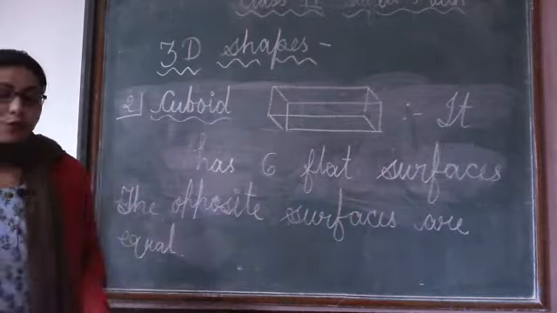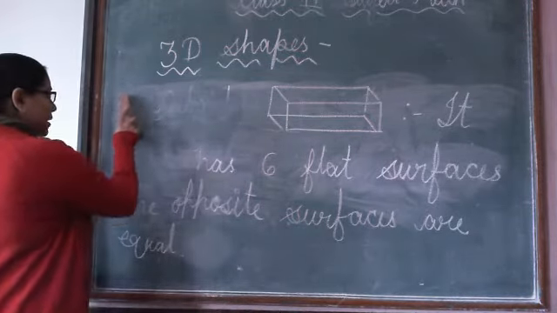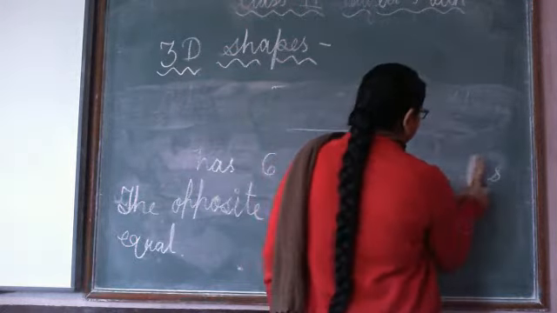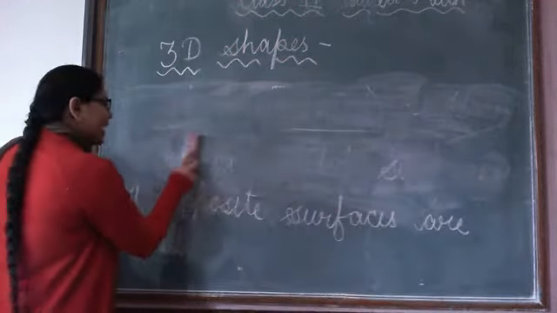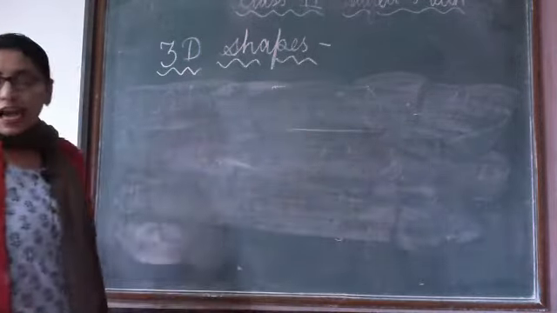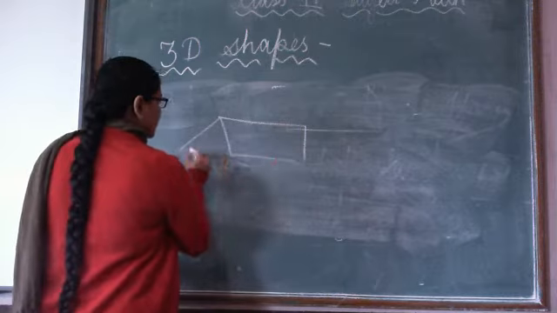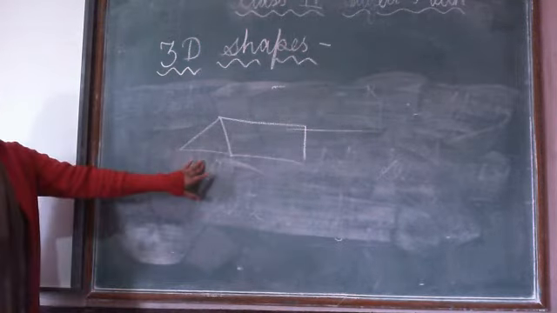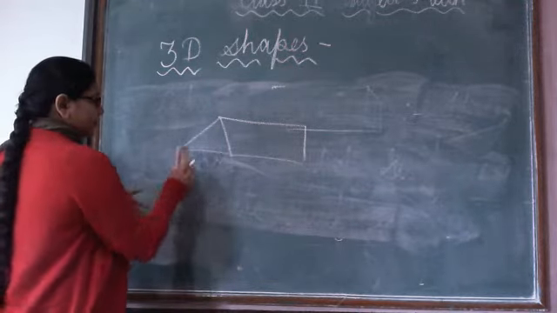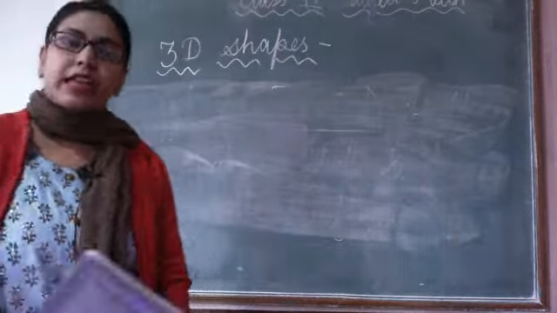Okay students, I hope you are done. Now our next shape is prism. Prism might be new for some of you. Have you seen tent? The tent is example of prism. The tent house, have you seen? Something like this tent looks like. So this is the example of prism shape. So prism has 5 flat surfaces. Prism is having 5 flat surfaces. So let's write about prism.